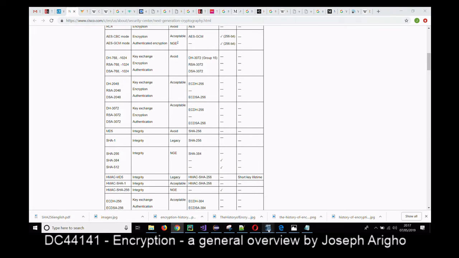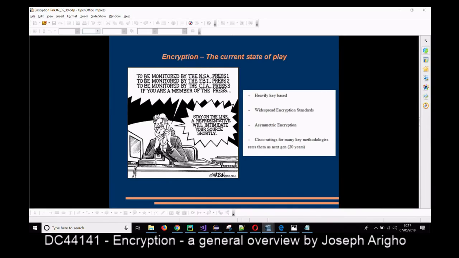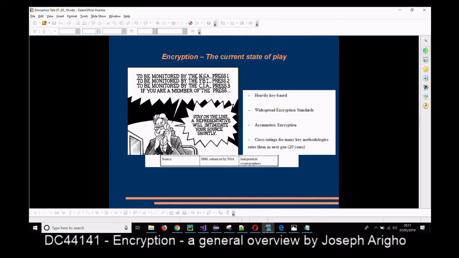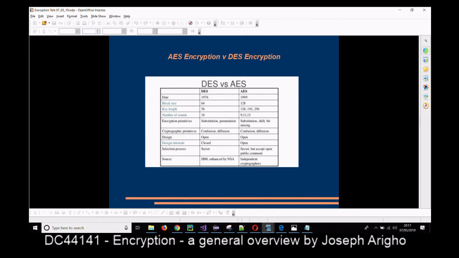We're going to follow on with AES encryption versus DES encryption. In 1997 it was clear that DES encryption wasn't going to do the job because it was too weak, and so they called together a huge number of people, anyone who thought they were good enough, really, to build something that was better.